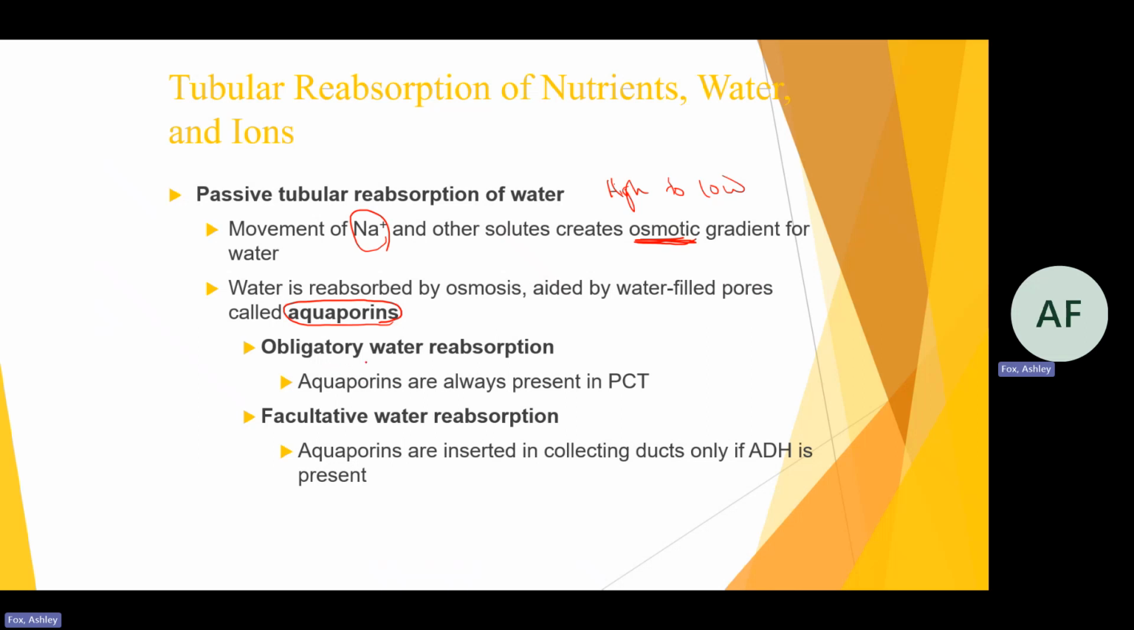So we have two types of water reabsorption. Both happen because of osmosis, but we have obligatory water reabsorption and facultative water reabsorption. Obligatory is you're obligated, meaning it never changes. Aquaporins are always in the proximal convoluted tubule. Never add or subtract them. They're always there. That's why, again, the majority of water is going to be reabsorbed in the proximal convoluted tubule. Facultative water reabsorption is you can add aquaporins if you want to. So you can actually add them to the collecting ducts and the distal convoluted tubule if your posterior pituitary releases ADH.